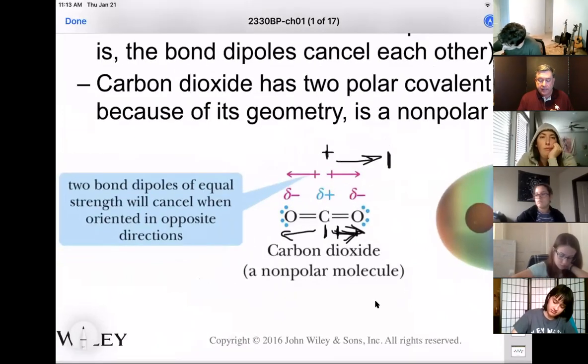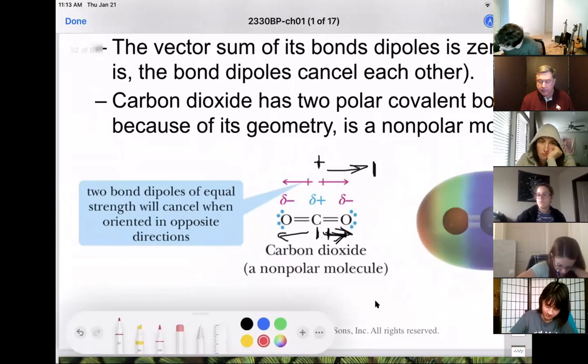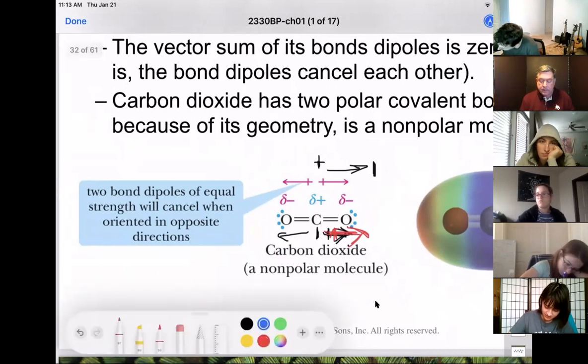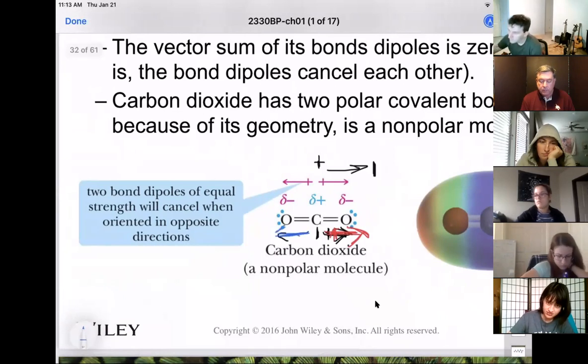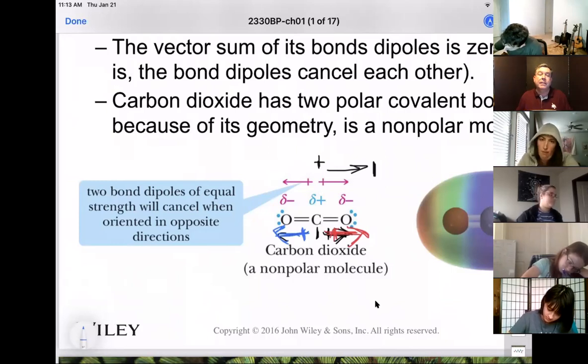Okay, so in this case here, we have one bond that is pulling to the right, and it has a carbon-oxygen double bond. So that's the strength of that dipole, whatever that difference in electronegativity is. The next one is another going in the opposite direction to the left, okay? Because it's the exact same atoms and the exact same bond type, the double bond, both of these dipoles are equal in strength, okay?